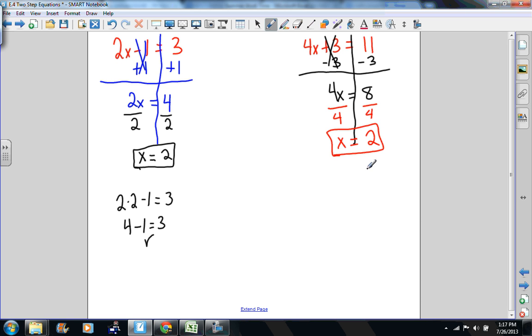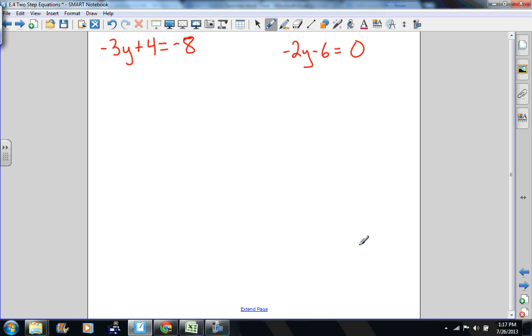So now we'll check our answer by plugging it back into the original. So we'll go 4 times 2 plus 3 equals 11. So this becomes 8 plus 3, which does equal 11, so that means we are correct. And all of the problems will work out very similar to this. So for these, now we have some negatives mixed in, but it doesn't change the problem.